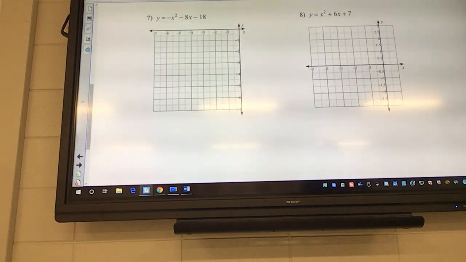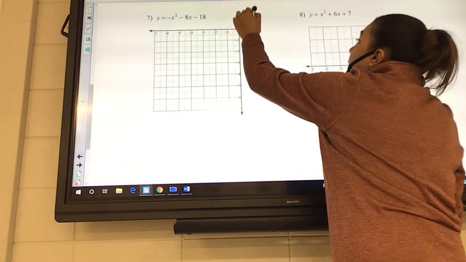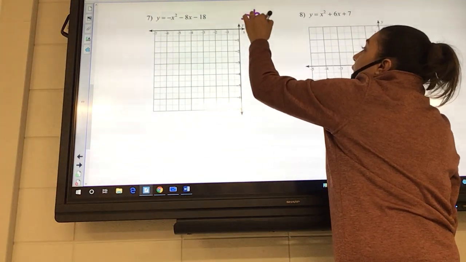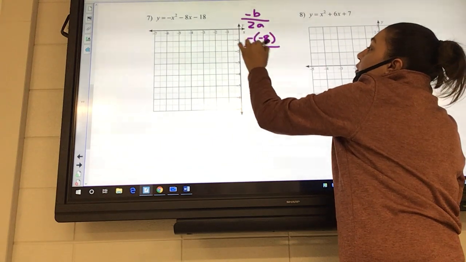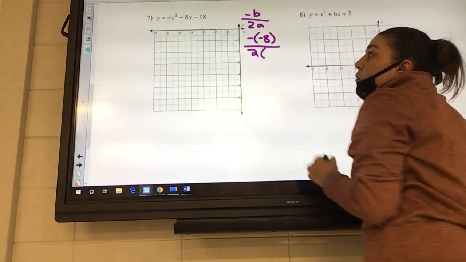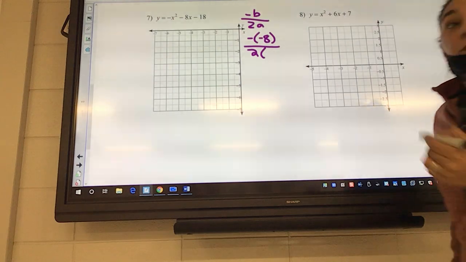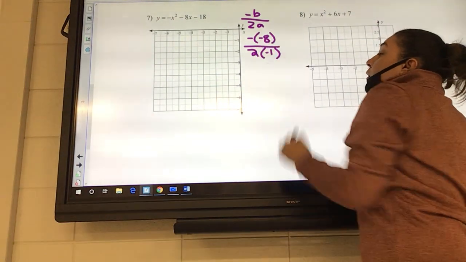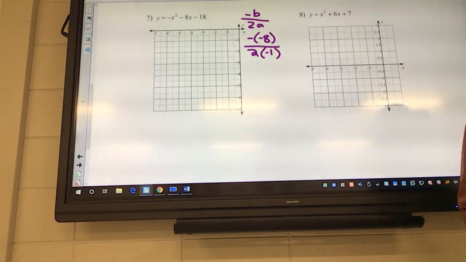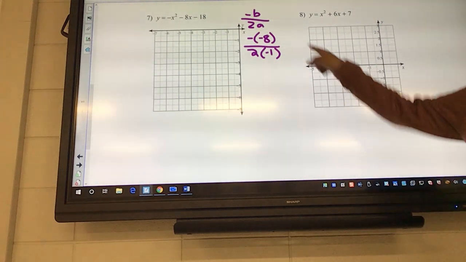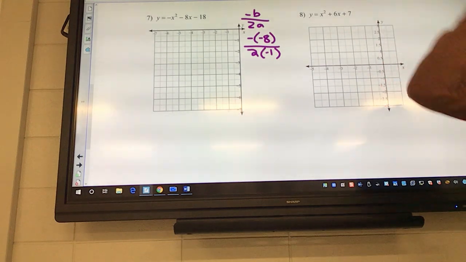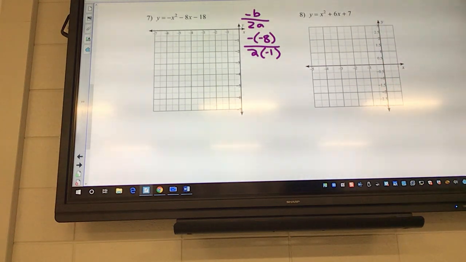Okay, so to find our vertex, it's negative b, negative 8, over 2a. So it's going to be negative 8 over 2 times what? 1. Negative 1. Then you get positive 8. You can type this in on your calculator too. Hit the fraction button and then type everything in on the top and bottom like it should be.